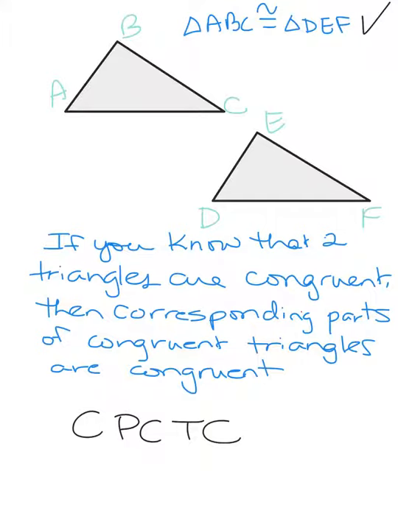So my corresponding parts is talking about the angles and the sides. So CPCTC stands for just that. The C for corresponding, the P for parts, C for congruent, T for triangles, and C for congruent. Corresponding parts of congruent triangles are congruent. Again, meaning that the angles and the sides that match up will be congruent.